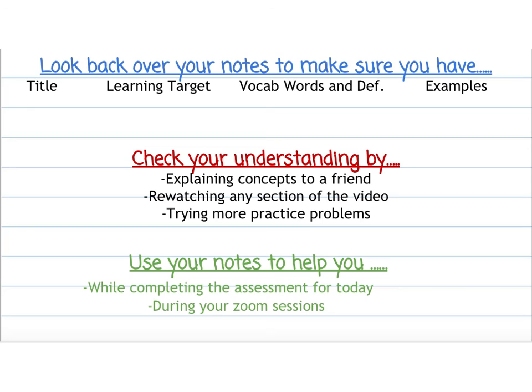Okay, that's everything for this lesson. Look back over your notes and make sure you have everything included. Title, learning targets, vocabs with the definitions, examples with the work. Check your understanding. Is this something that you could explain to somebody else? If not, go back and rewatch parts of it or try more practice problems. And then you can use your notes. You're going to have an assessment that you're going to do next, and also during Zoom sessions when we are working on this.